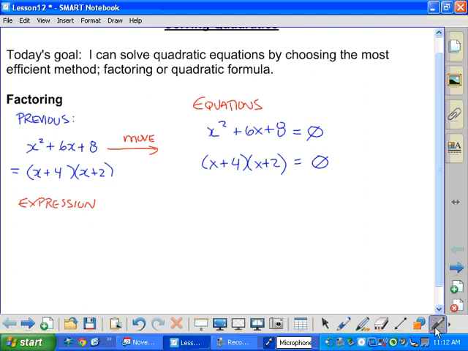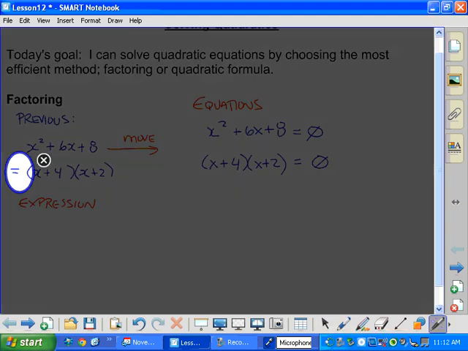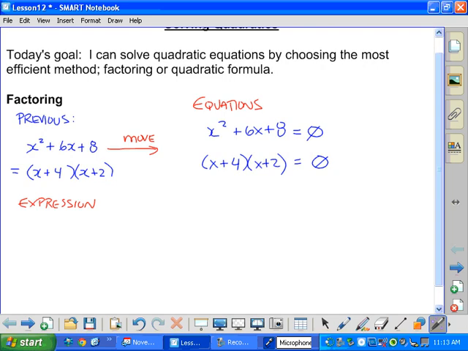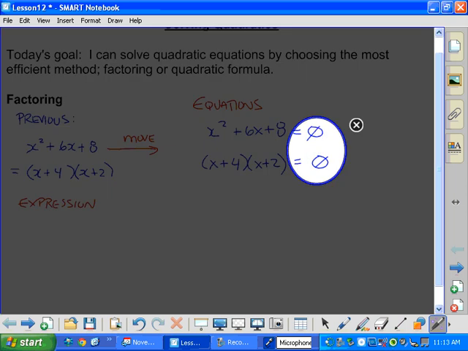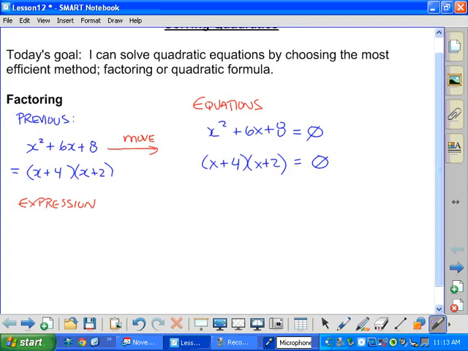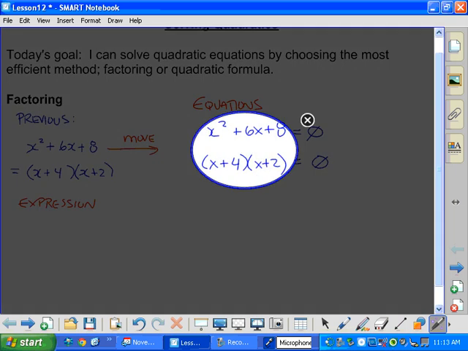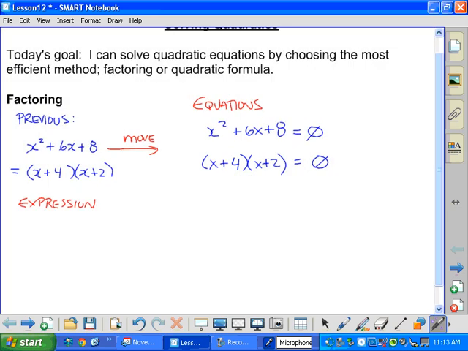So before, it wasn't equal to anything except for what it was on the previous line. That's what the equal sign was saying. This is what it was equal to previously. Now we're saying that whatever we're doing on the other side, it's got to equal 0, and these are equivalent expressions on this side. So the purpose of getting it this far is so that we can solve.